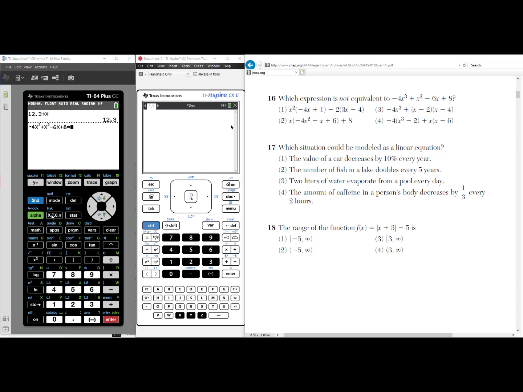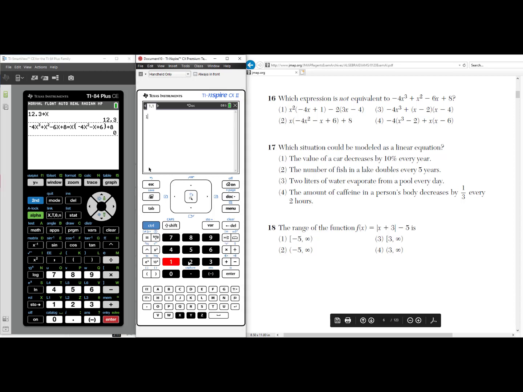Let's try option 2. X times the quantity, -4 x squared minus x plus 6, close parentheses, plus 8. When you press enter, you get a 0. That means this one is not equivalent.